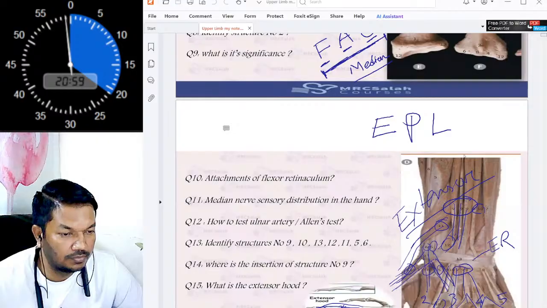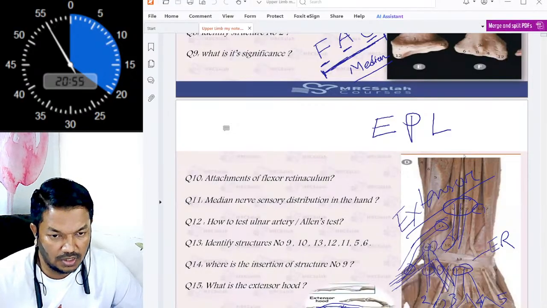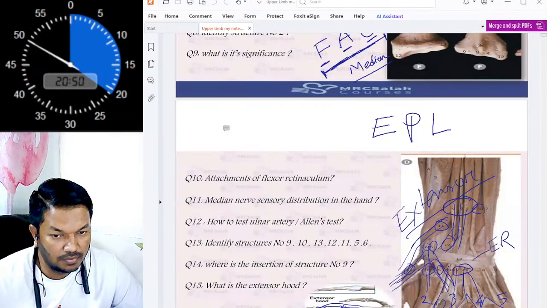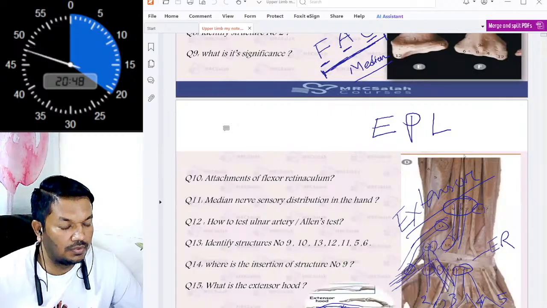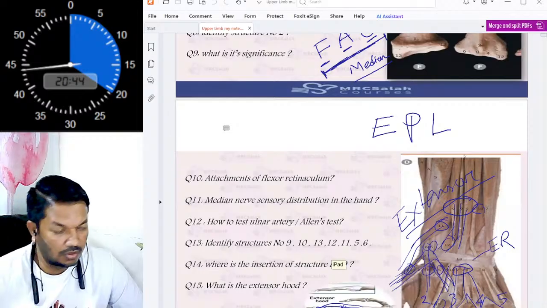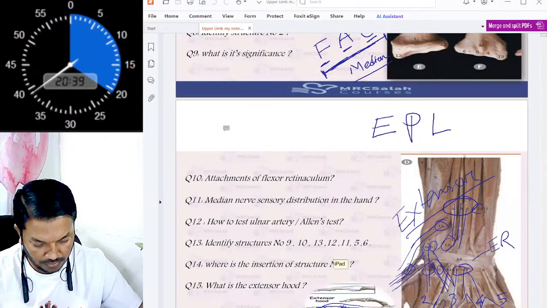Okay, the picture is... Okay. Can't see.